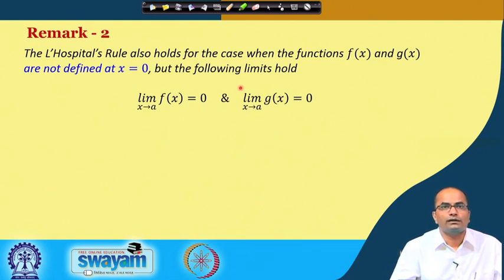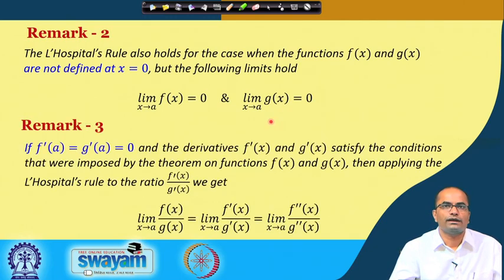So, another important remark. This L'Hopital rule also holds for the case when the functions f and g are not defined at x is equal to a. What we have taken in the previous two results is that f a is 0 and g a is 0. So, at that point the function values were 0, but the same rule one can apply if, for example, these two functions are not defined exactly at a, but their limits are 0. So, the limit as x goes to a of f x is 0 and the limit as x goes to a of g x is 0. In this case also we can apply the same result that we have established earlier.